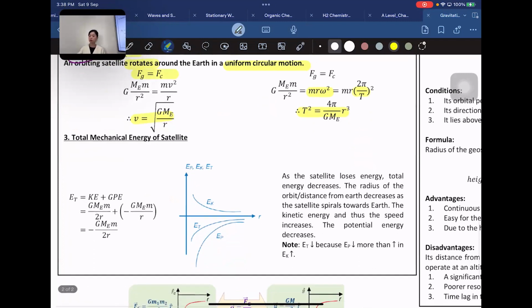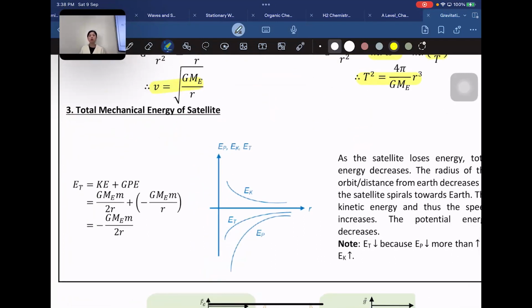Okay. Now, the next one, total mechanical energy. Total mechanical energy of a satellite basically means the total KE and PE of the satellite. We already know that the GPE of the satellite is given to be negative GMm over r. So graph-wise, if I were to plot energy versus radius, it will be in the negative region following the inverse law function. Not inverse square, because it's not r squared. Inverse law function, hence our curve like this.